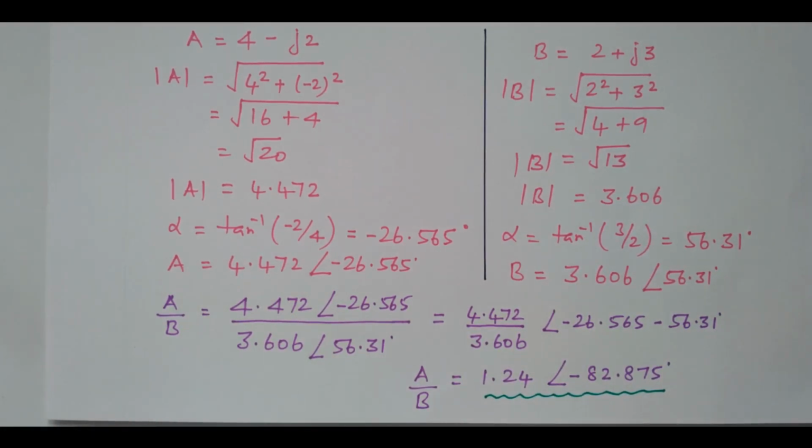So for multiplication the magnitudes are multiplied and the angles are added together. For division the magnitudes are divided and the angles are subtracted. So in this video we discussed the complex j operator, what is meant by polar form and what is meant by rectangular form, and we discussed four different examples: addition, subtraction, multiplication and division. Thank you.